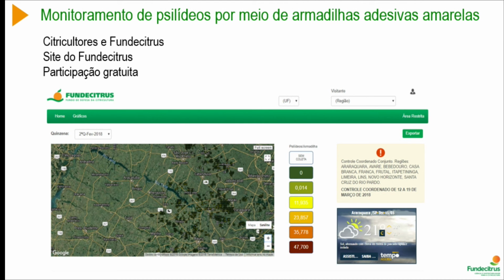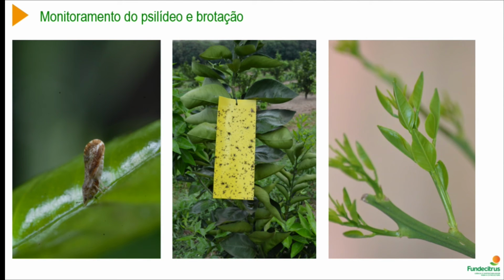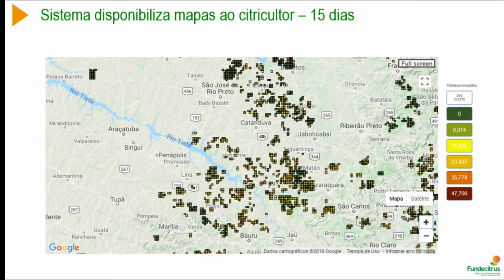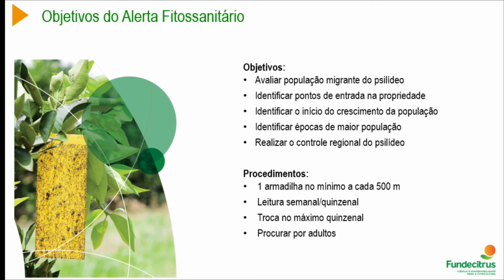Well, the monitoring of psyllids consists of monitoring the adults with the yellow stick traps and also monitoring the sproutings. Silvio has commented on that: the psyllid adults and the sproutings, that's where the insect feeds, and that's where they lay their eggs. So there is a close relationship between the psyllids and the sprouting.